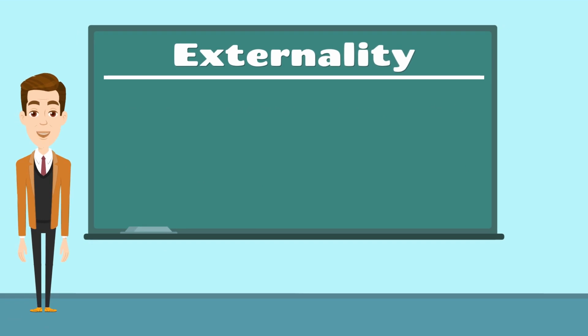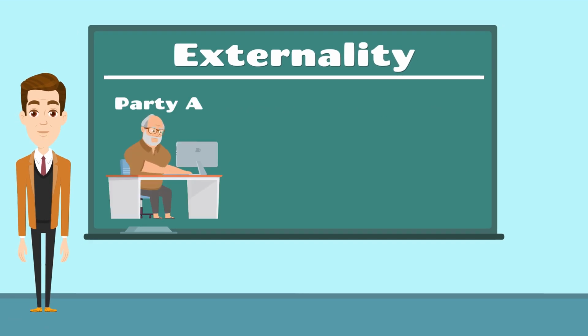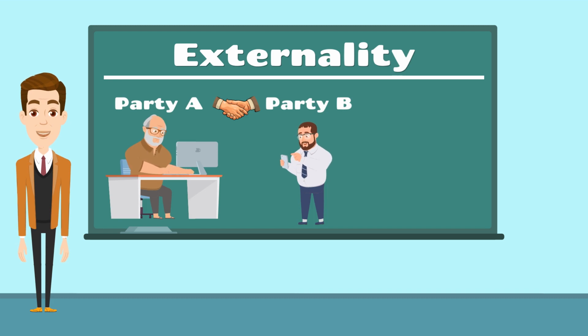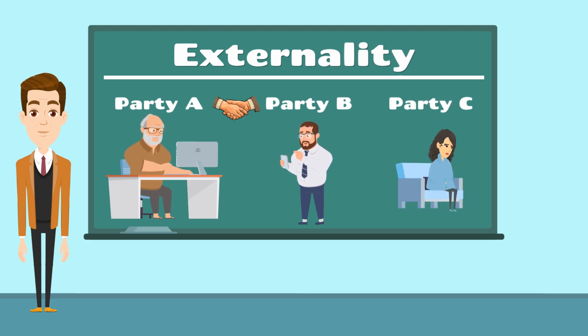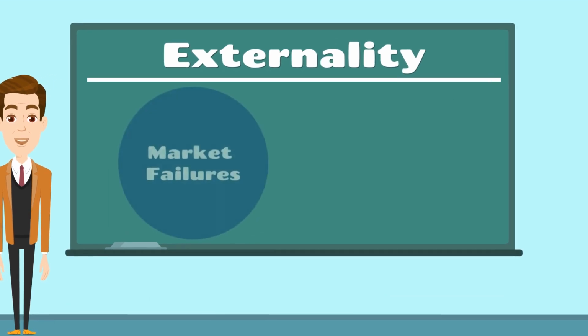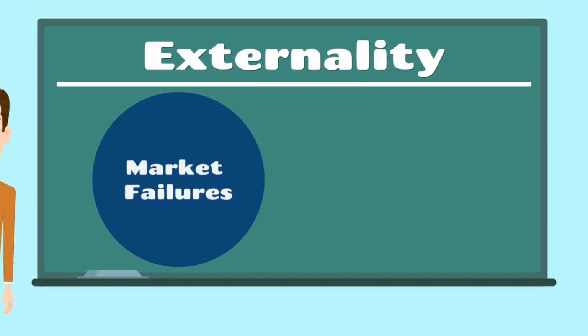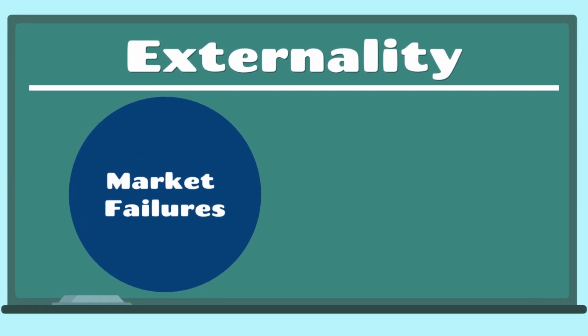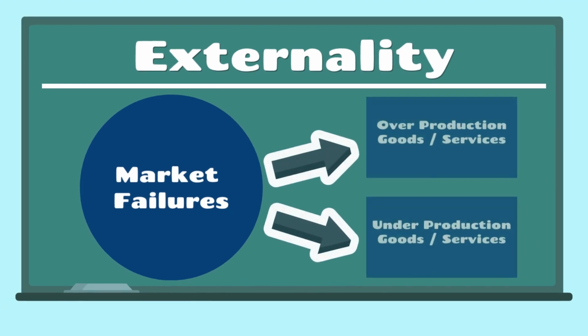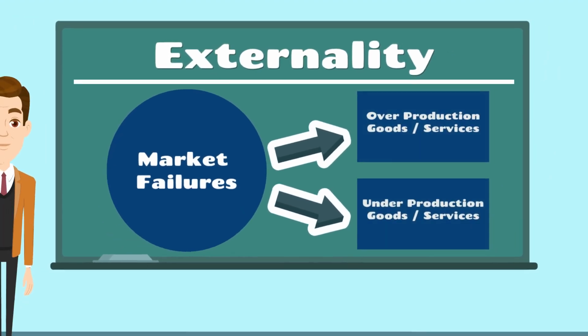So an externality is created when party A engages in a transaction with party B, and that transaction has some impact on party C. Although party C was not involved in the transaction, party C incurs the cost or benefit. Externalities are important because they can result in market failures, as the parties involved in the transaction do not incur the costs or benefits of their actions. This can result in production imbalances of goods and services, leading to inefficient outcomes.